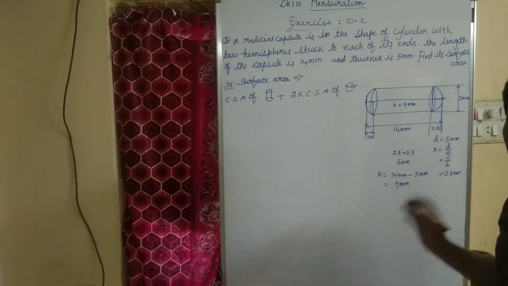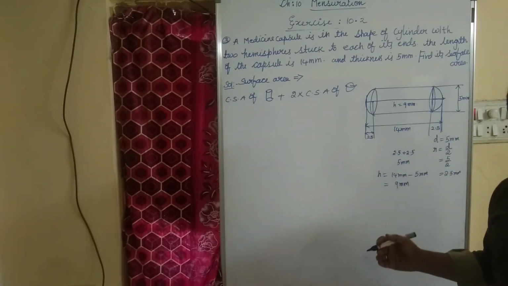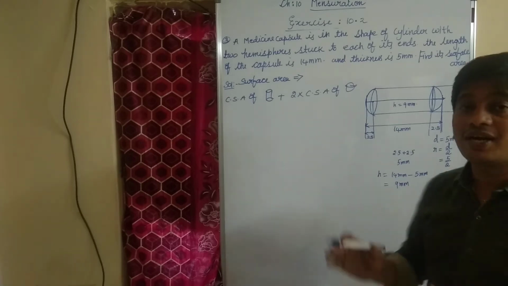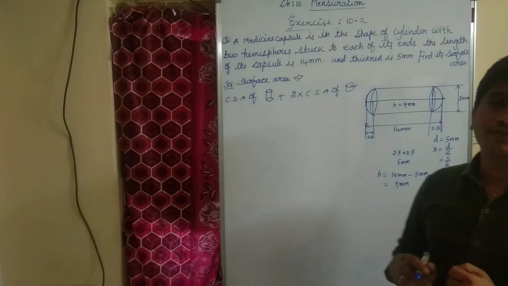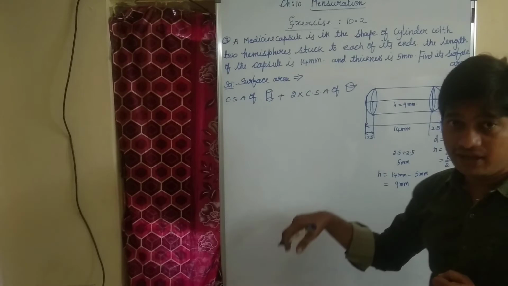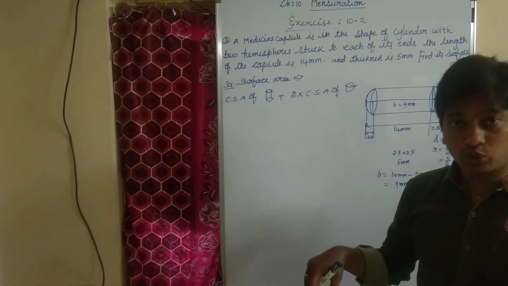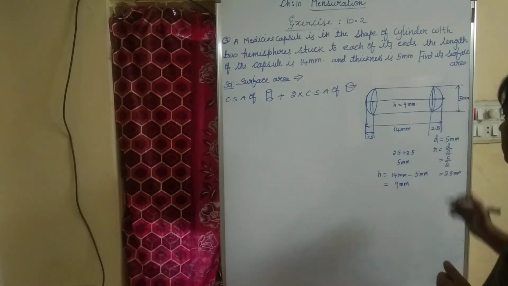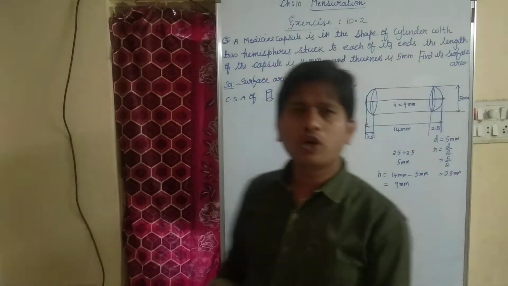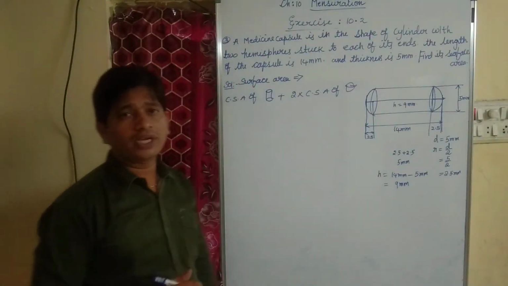Most of the students will get confused and write the height of the cylinder as 14 mm. 14 mm is the total length of the medicine capsule. From that we have to remove 5 millimeters, which is the height of the two hemispheres. So 14 minus 5 is 9 mm. So we got all the dimensions. Now we can substitute here.